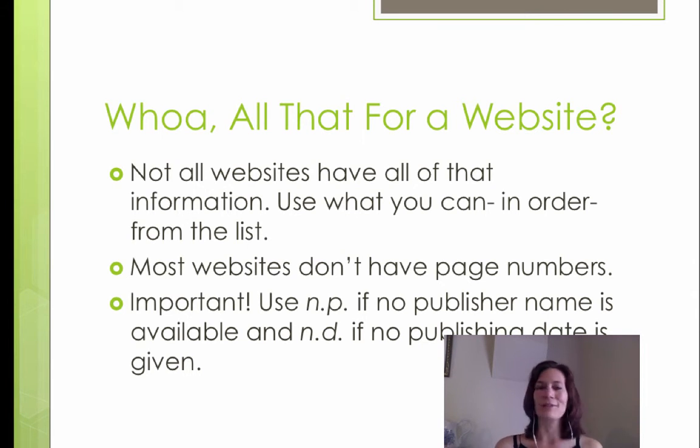Also, websites don't have page numbers. So if you're looking for, say, Dr. King's Letter from Birmingham Jail, his essay, you're not going to write down page 4 from a website, because that'd just be weird. It doesn't correlate like that at all. You'd have to use paragraph numbers. So you're not going to be able to use a page number if you find stuff on a website. If you don't know the publisher name and if you don't know the publishing date, because often those will show up at the very bottom in tiny script on a website, just put NP and ND if there isn't one given.